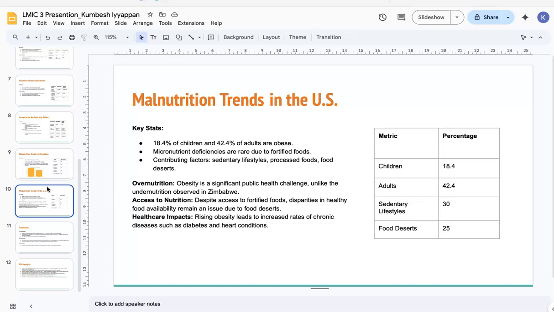In terms of access to nutrition, despite access to fortified food, disparities in healthy food availability remain an issue in the country because of the junk food and food desserts that are widely available in the country. And rising obesity leads to an increased rate of chronic diseases such as diabetes and heart conditions. This in turn reduces the average life expectancy in the country.